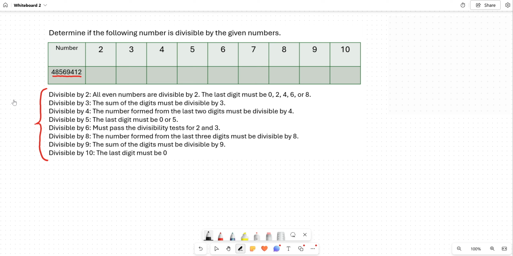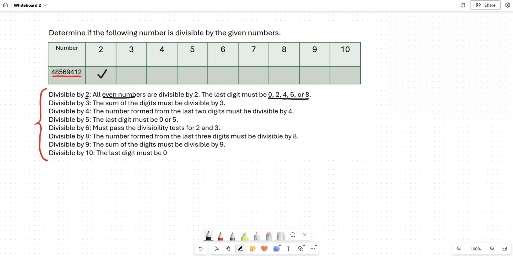Now, the easiest test to do right off the bat is obviously 2. So if it's divisible by 2, we need to check if it's an even number, or we can check if its last digit ends in a 0, or 2, or 4, or 6, or an 8. In our particular scenario, the last digit is a 2, right? So it is an even number, it ends in a 2, and that means it is in fact divisible by 2.